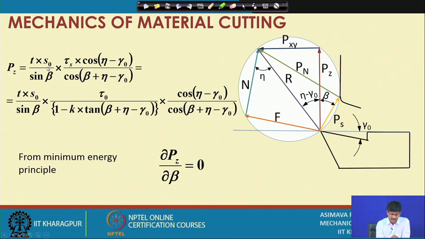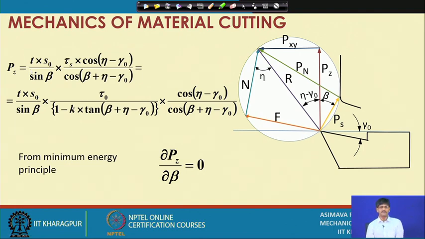So, the expression of P z is T s 0 into these things that were previously there, cos eta minus gamma o, sin beta, cos beta plus eta minus gamma o. Additionally, this term comes in. Now, what is exactly the value of Pz?